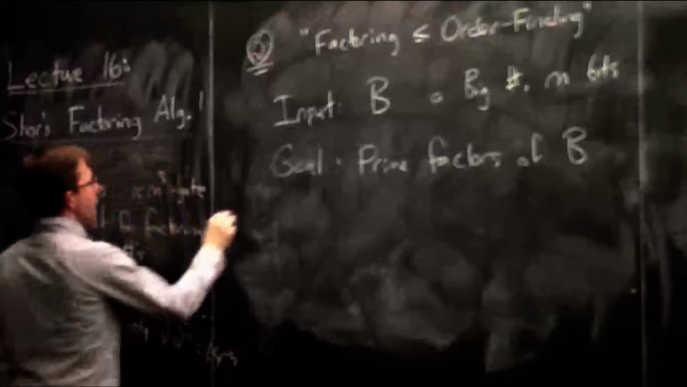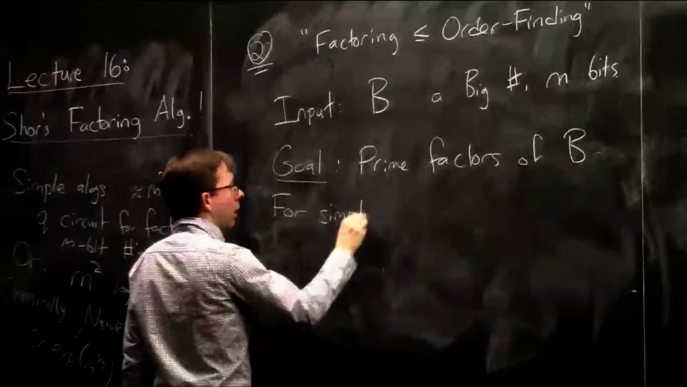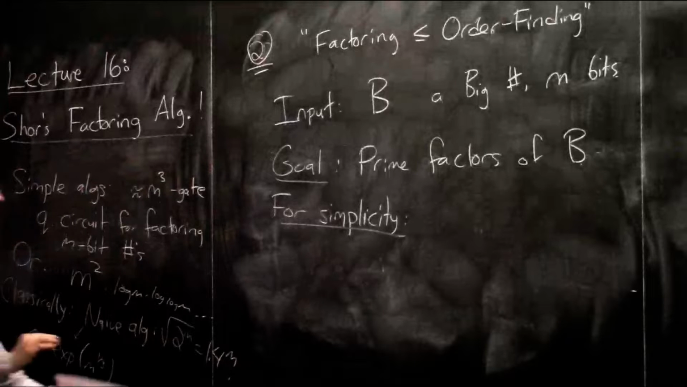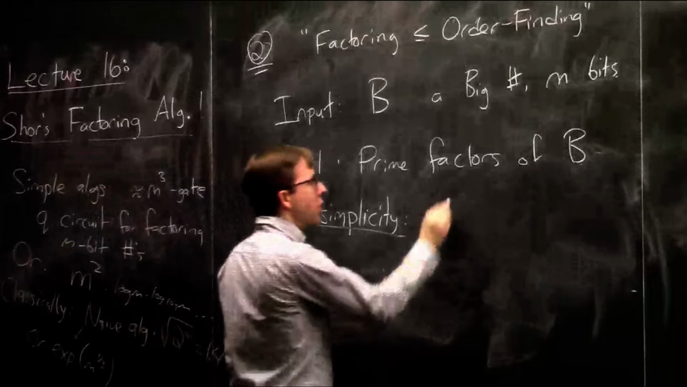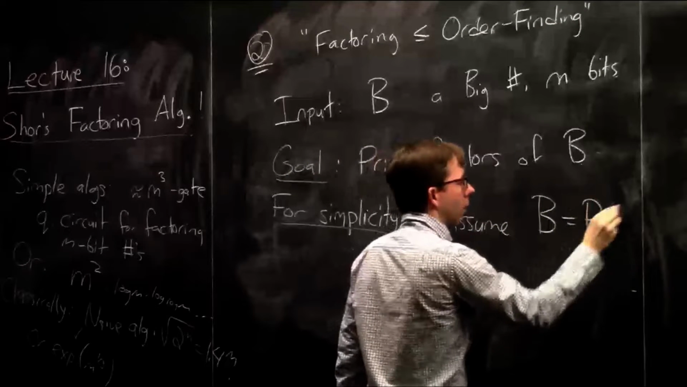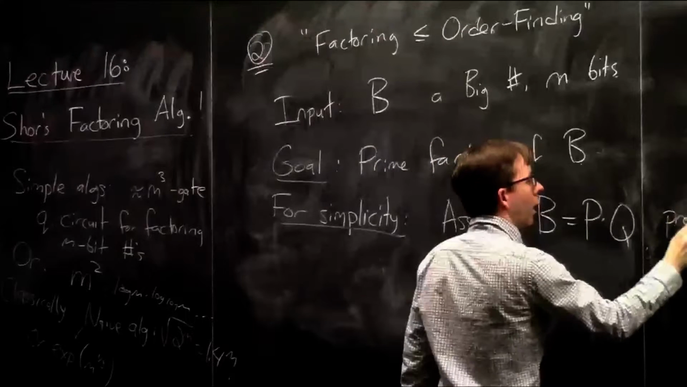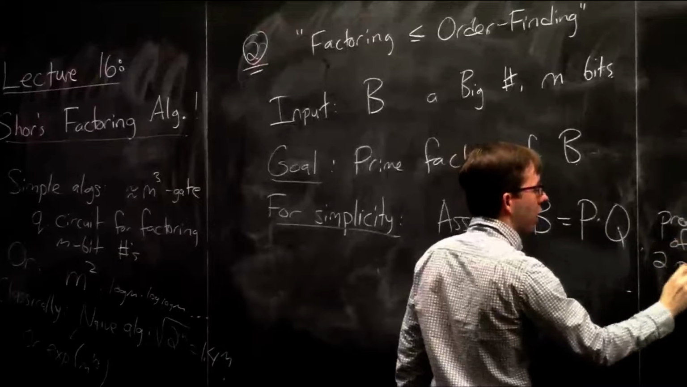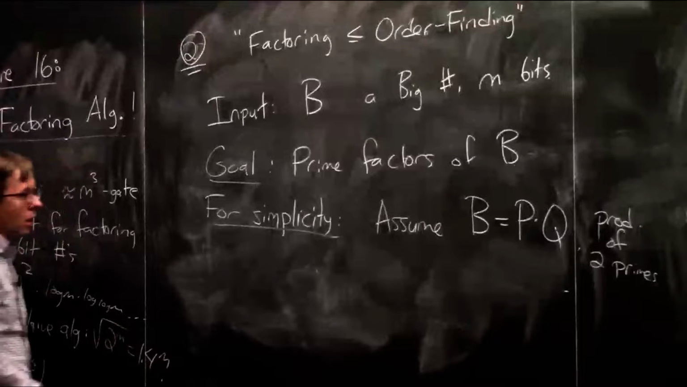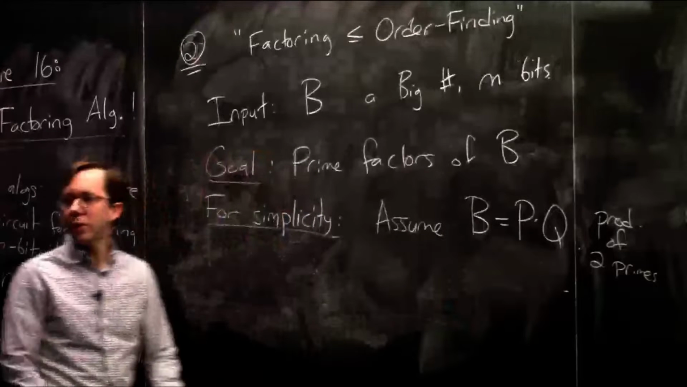And for simplicity today, I'm going to make the problem a bit easier. You don't need to do this. Shor's algorithm works in all cases. But I'm going to assume that B is the product of just 2 primes. Let me try to assure you that this is not a big deal. First of all, you should think of them as each being m over 2 bits, so like the product of 2 500-bit primes.